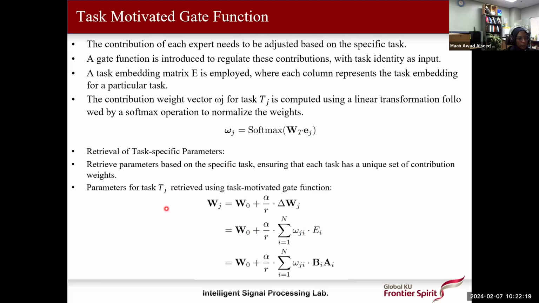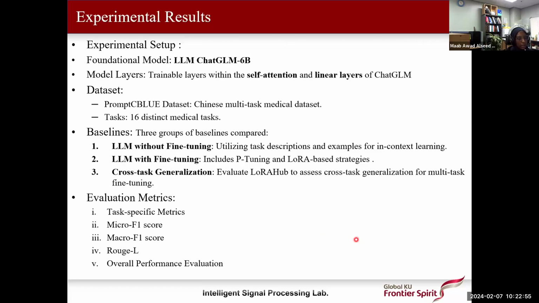And the weights for each task will be a summation of the model's frozen parameters and the trainable parameters, which will be the sum of each contribution per expert, and the expert consists of 2 low rank matrices. So next, we will go through the experimental results.